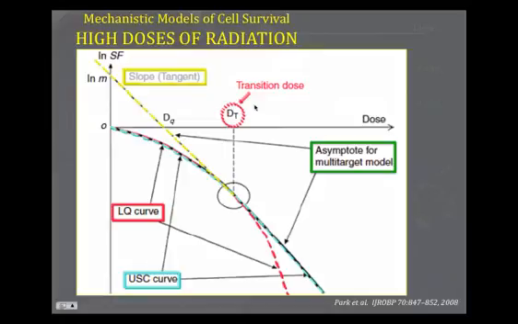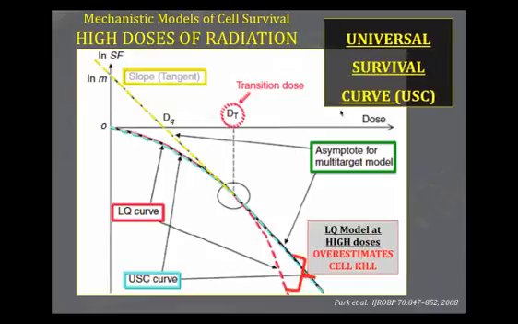So I mentioned to you about the linear quadratic and the single hit multi-target models, and I asked you to pay attention that it was modeling only cell survival and in vitro cell cultures. Now, how does that predict high doses per fraction of radiation? For that, the universal survival curve was recently published.